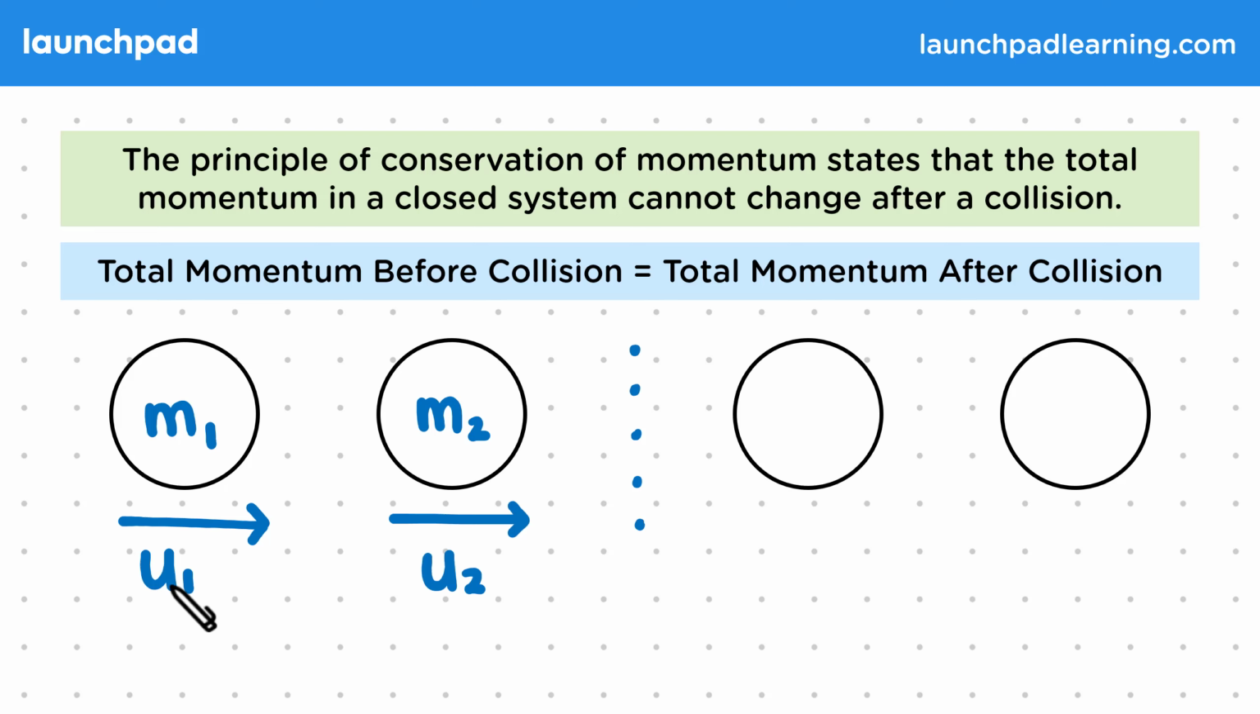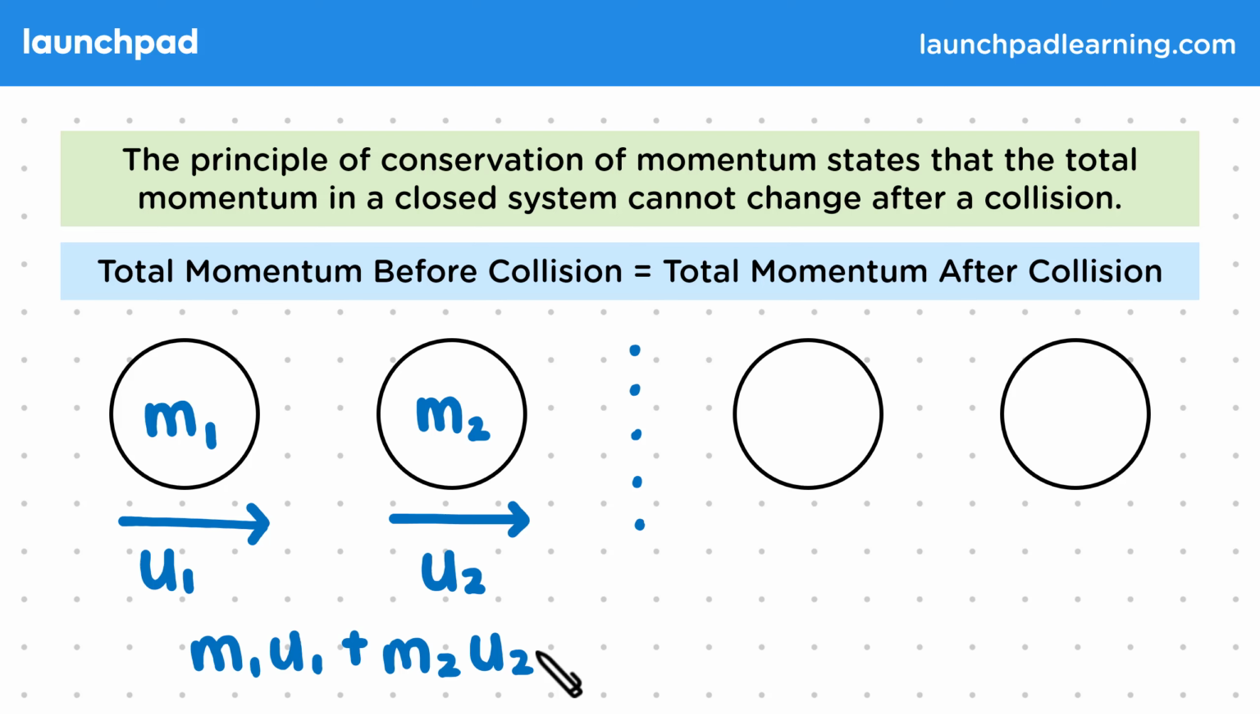So the total momentum of the two balls is m1u1 plus m2u2. Remember that momentum is a vector, so it's important that we use these arrows to show the direction of the balls. If they travel in opposite directions, then either m1u1 or m2u2 will be negative.